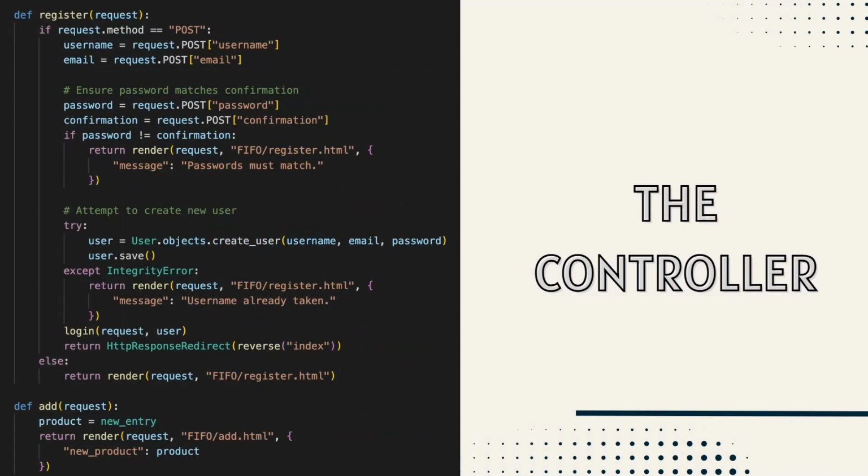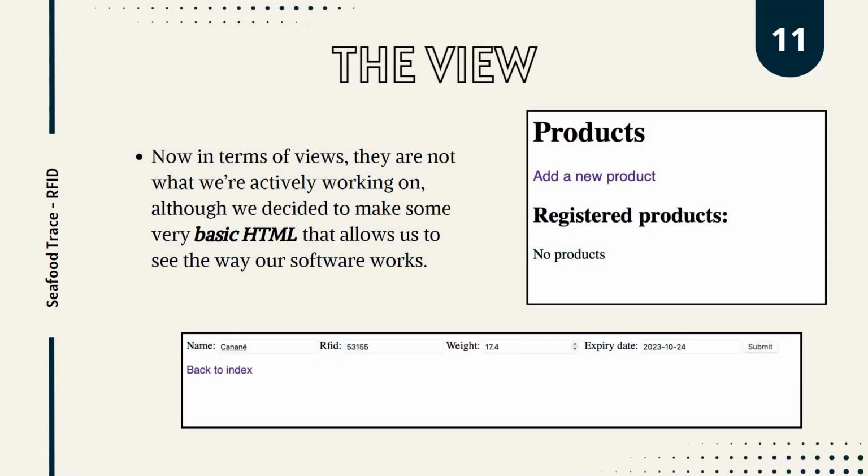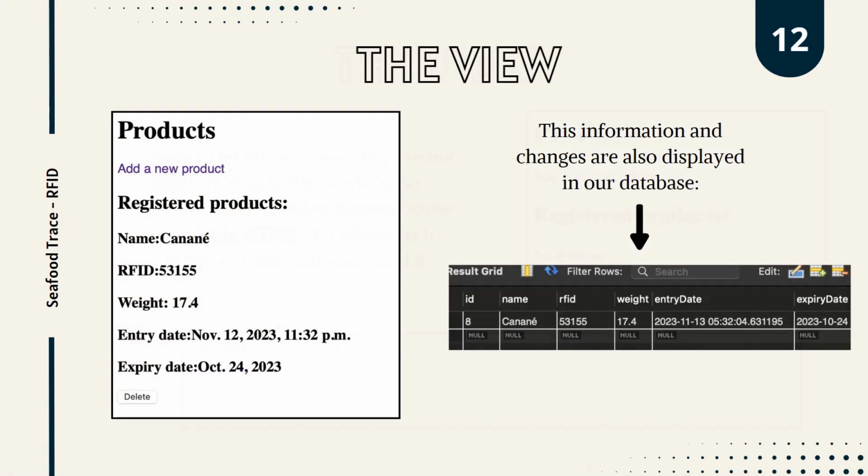Our controller takes the information from our models, processes that information, and shows it to the user through the views, which are template renders, sometimes preloaded with crucial information. Now, in terms of views, they're not what we're actively working on, although we decided to make some very basic HTML that allows us to see the way our software works. And this information and these changes are also displayed in our database.